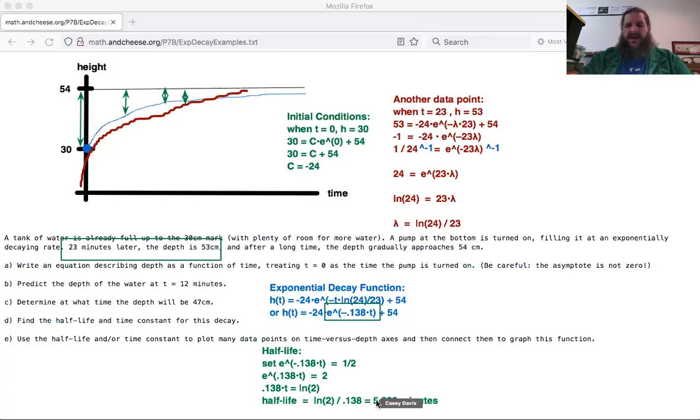So that means it should take about 5 minutes, a little bit more than 5 minutes, to go halfway towards the asymptote. And then 5.023 minutes after that, at 10.046 minutes, it'll be halfway again. So 3/4 of the way towards the asymptote, and so on. Any questions on that so far?